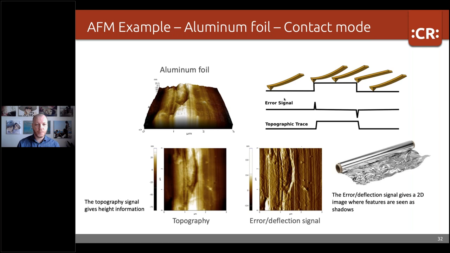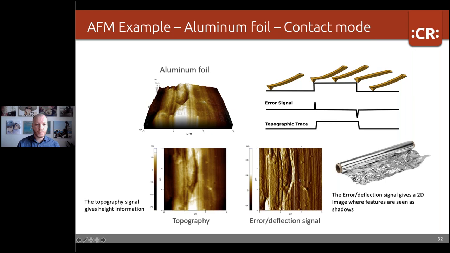And here's an example of aluminum foil, which has been then measured using this technique in contact mode. That's when you're in contact, constantly scanning across your surface. This is on the shiny side of aluminum foil, so you can actually see the grooves here. It's from the making of the foil, from the rollers. And you can get this 3D structure where you sort of blow up the said part of it to see a bit more details. But you can also have a 2D topography map.